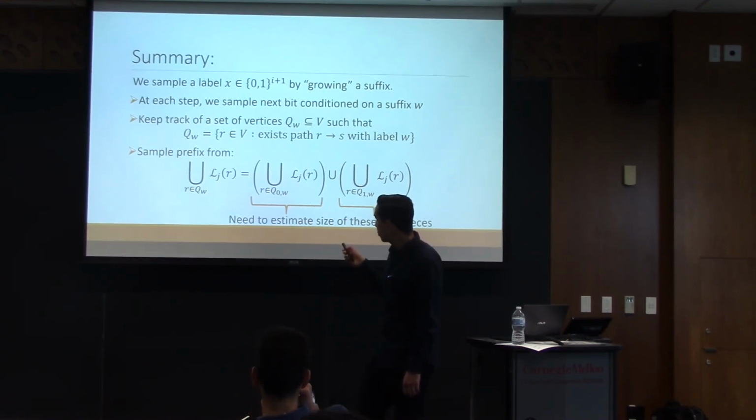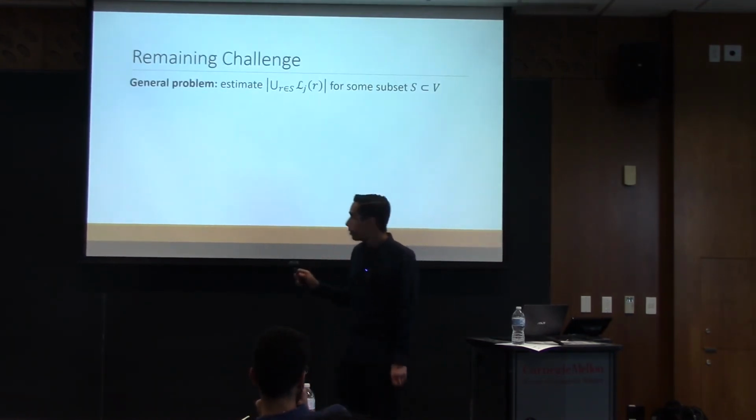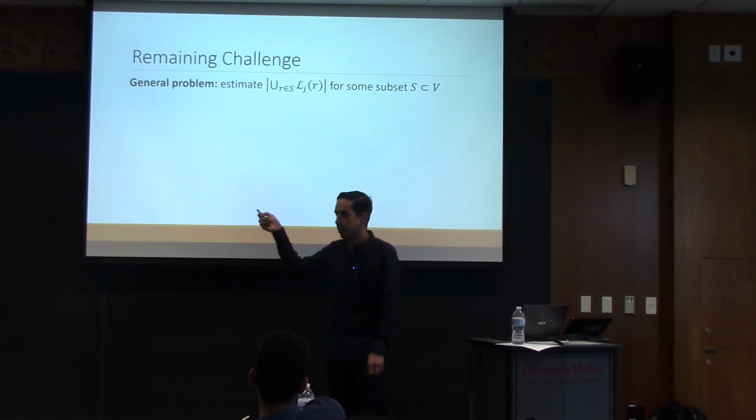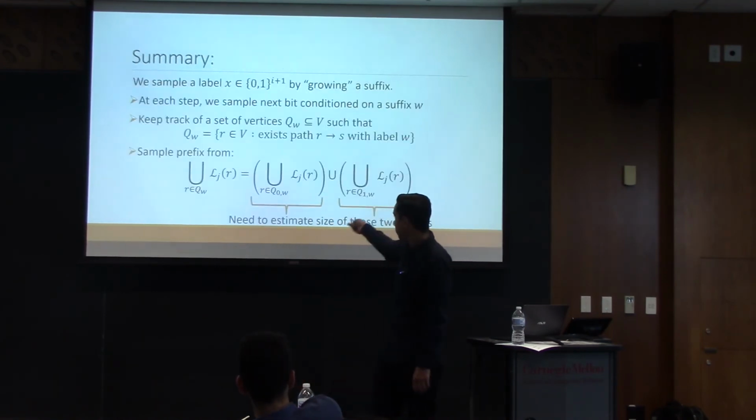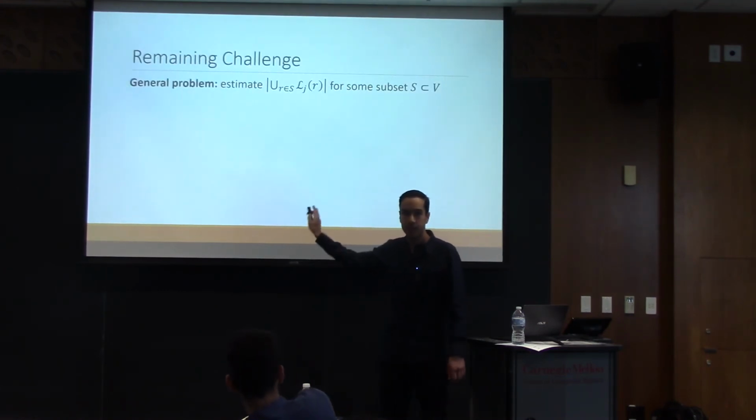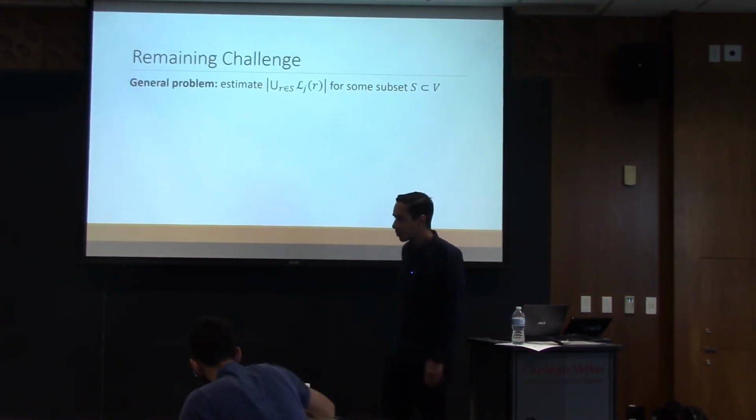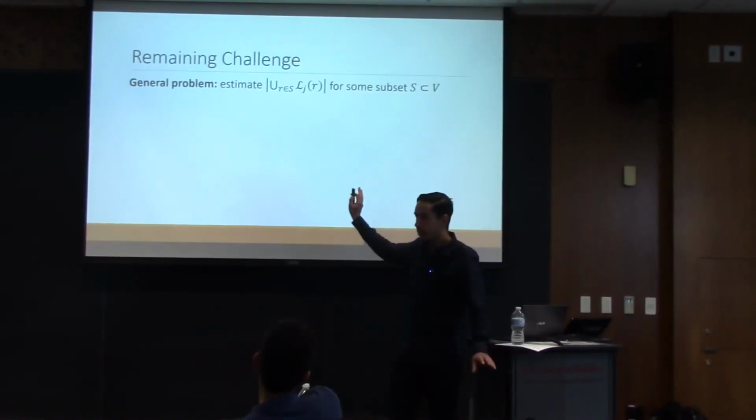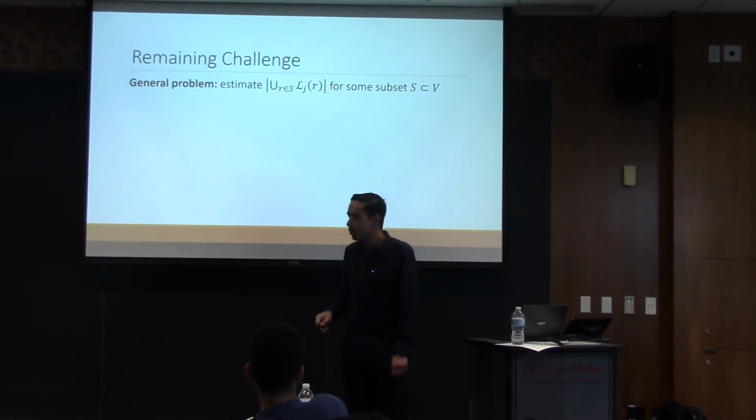We've now reduced to the following general problem. Suppose I gave you any subset of your vertices, of some size j, which is less than our current size i. Estimate the union of all the path labelings going into one of these vertices. This is the exact same problem as here. I just have some subset of vertices and I want to estimate the union of their path labelings, so I'm just writing it in a general setting. If I could do this, I claim that basically everything else is done. The algorithm I described to you only needed to be able to do this.